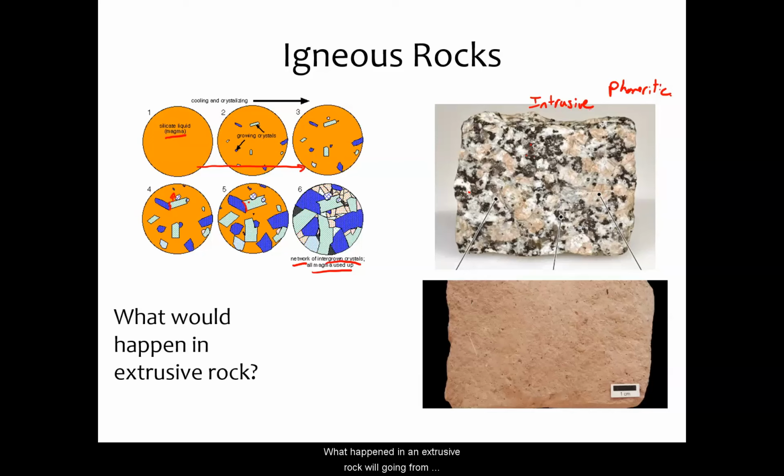What would happen in an extrusive rock? Well, going from step one to two, you're cooling it so fast that you'll have tons and tons of tiny little crystals in here. Each of those crystals is competing for the same molten material, and so none of them are going to grow very large. And you're going to end up with a network of intergrown crystals, but they're all going to be really, really tiny. You end up with an extrusive rock with an aphanitic texture.